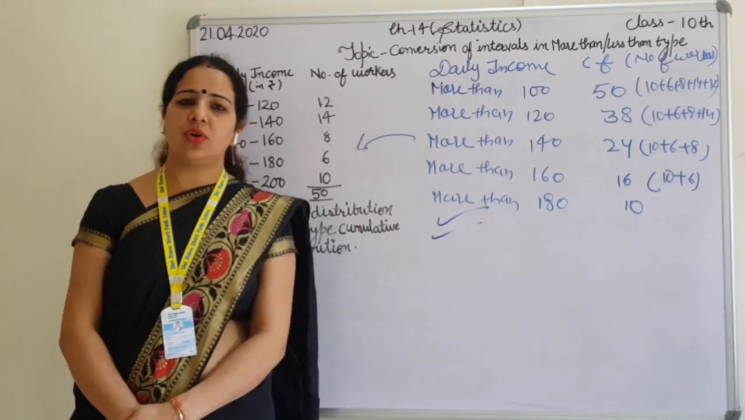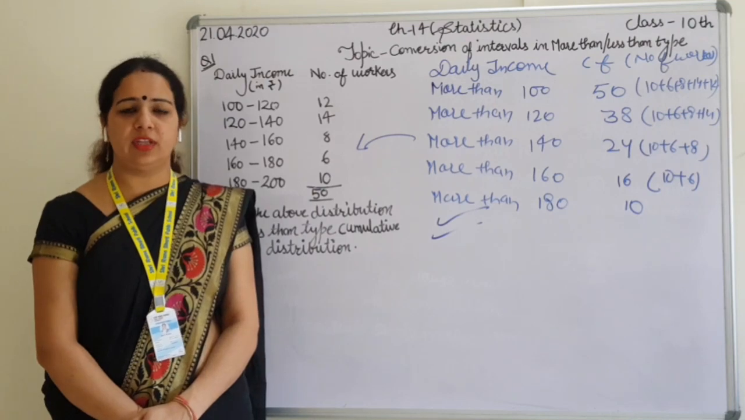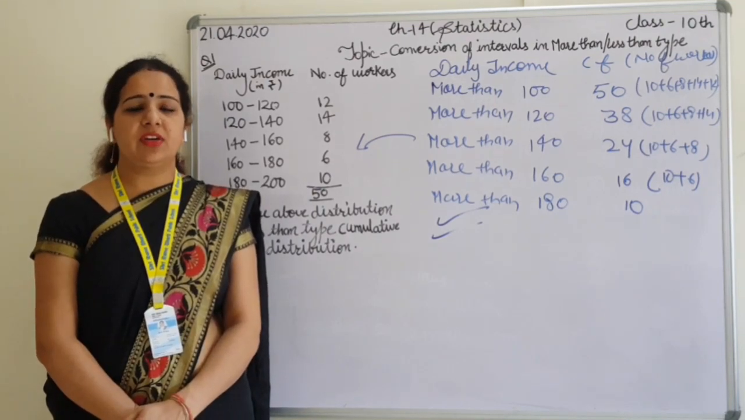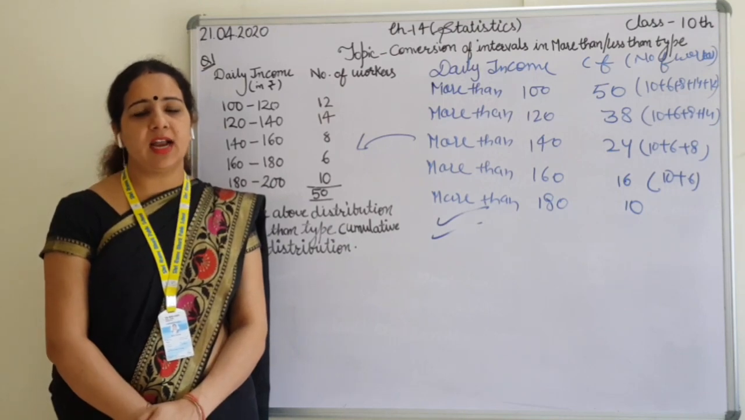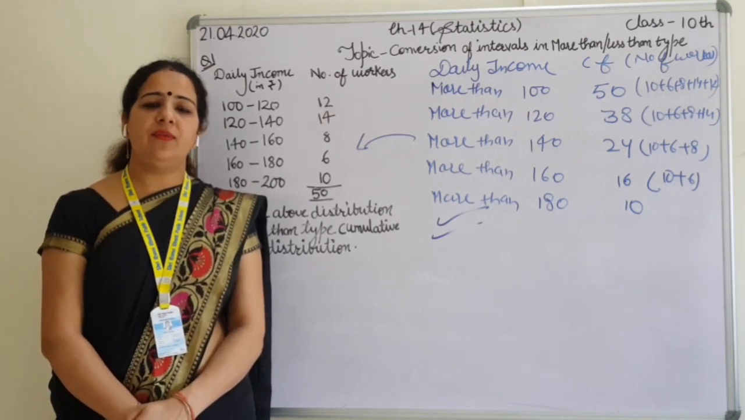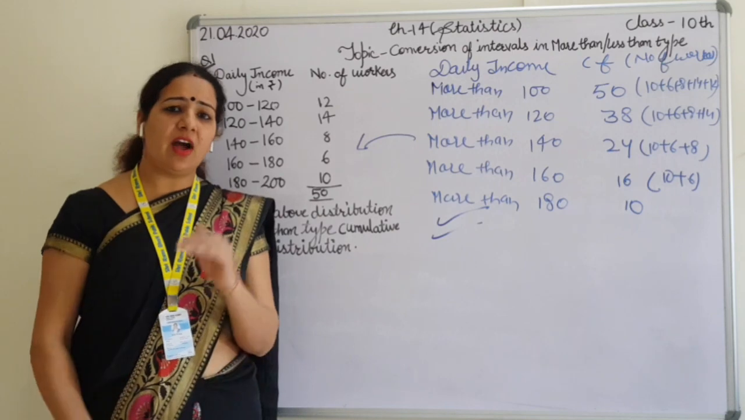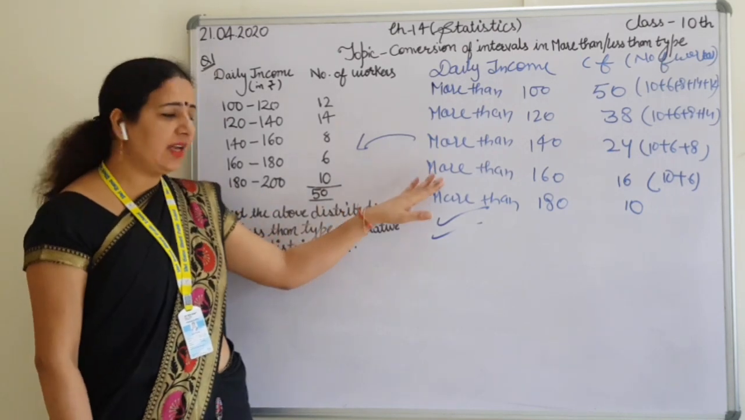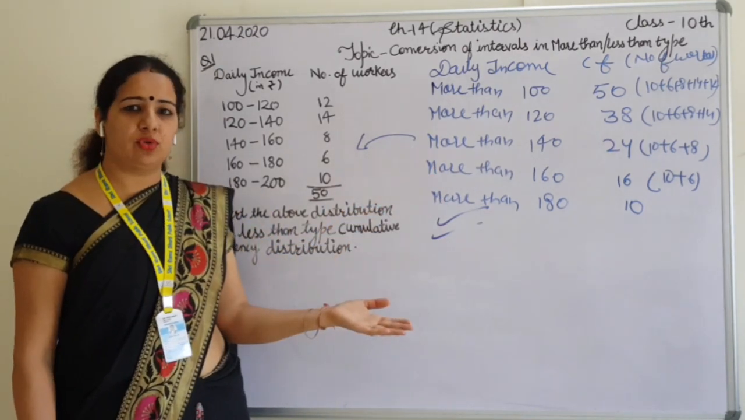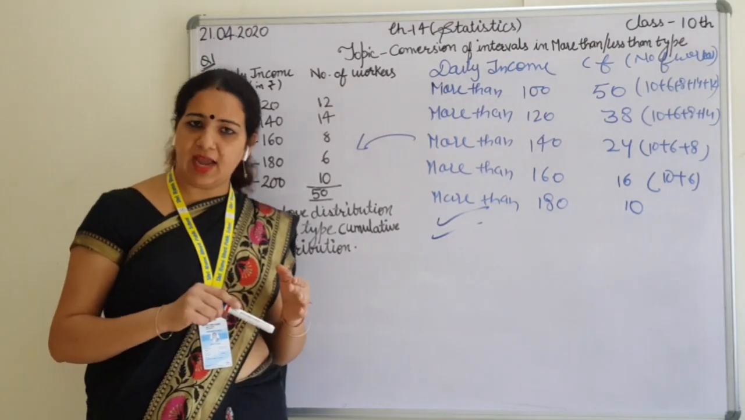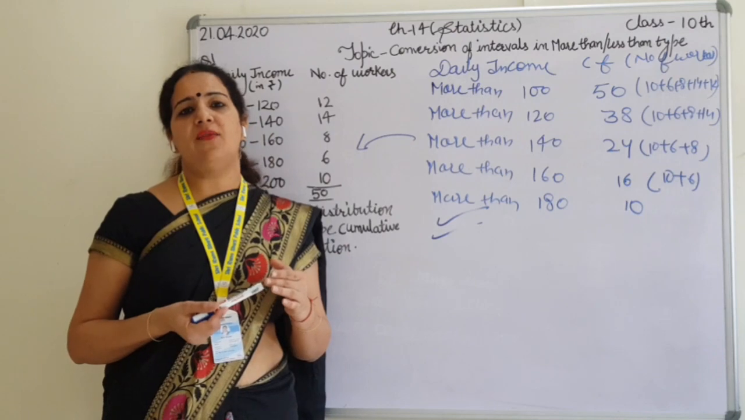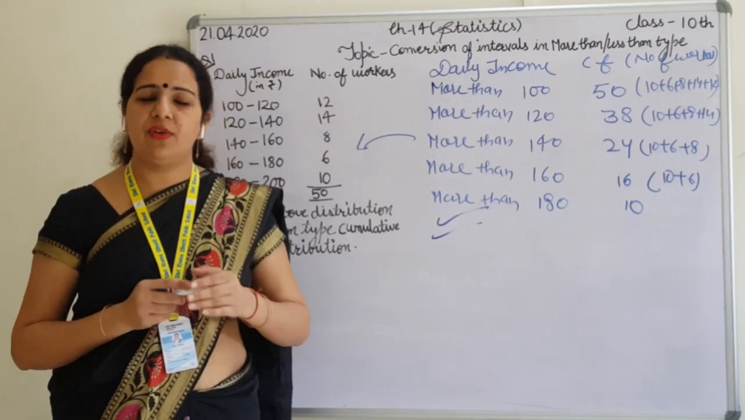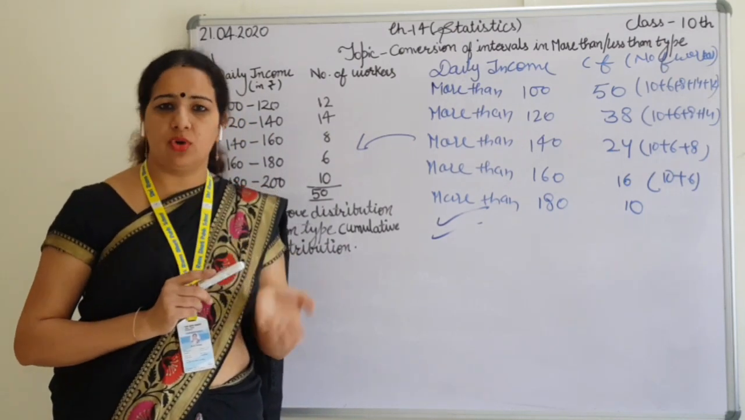Clear class? So in today's class, we just learned how to convert the intervals in less than as well as in the more than type. This we have done just to plot the points on the graph paper. In the next class, I will tell you how we will draw the graph. The graph will be of less than type also and more than type also. If the graph is of less than type, we will convert the information in less than. If the graph is of more than type, we will convert the information in more than.